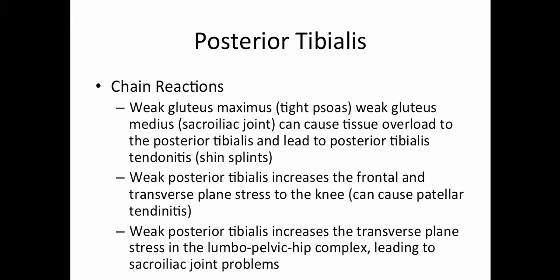A weak gluteus maximus may be due to a tight psoas, with a weak gluteus medius that could be caused by an SI joint problem, can cause tissue overload to the posterior tibialis and lead to posterior tibialis tendinitis or shin splints. A weak posterior tibialis increases the frontal and transverse plane stress to the knee and can cause patellar tendinitis. A weak posterior tibialis can also increase the transverse plane stress in the lumbopelvic hip complex, leading to SI joint problems.